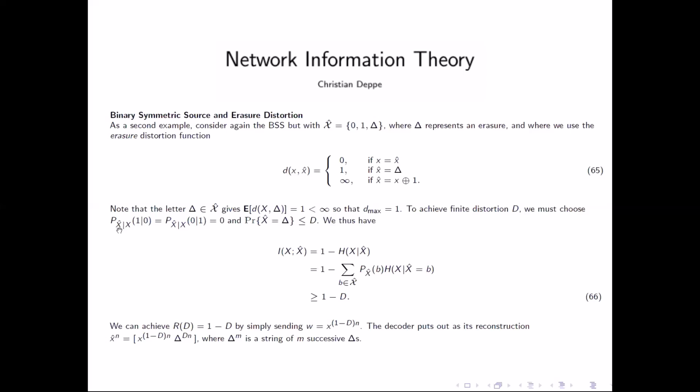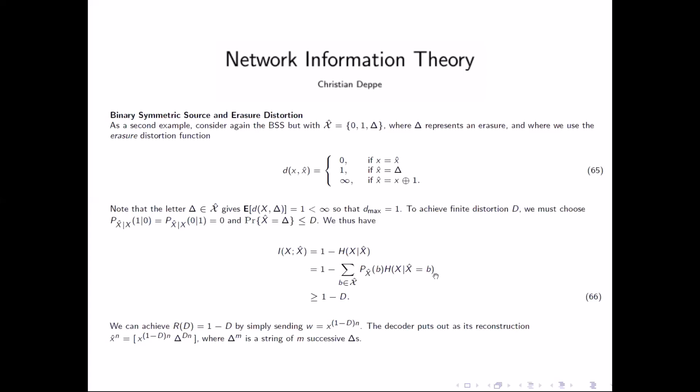If we do this, we can estimate the mutual information between x and x hat. Look at this mutual information. Of course, H of x is equal to 1, and here we have H of x conditioned on x hat. If you look at the formula for the conditional entropy, this can be written in this way. We sum over all b in x hat and take the probability concerning x hat of b and look at the entropy of x under the condition that x hat is equal to b.